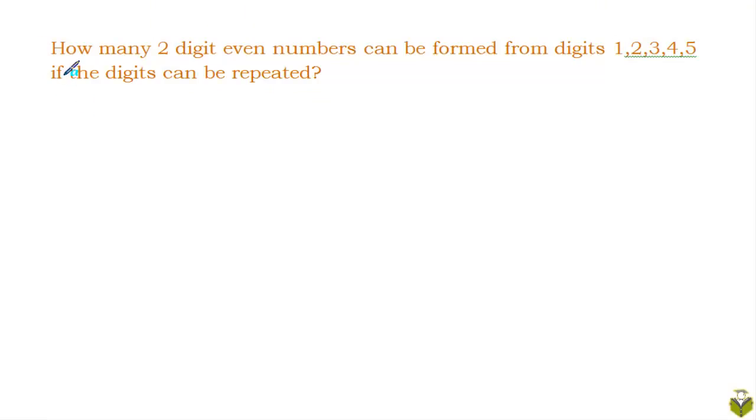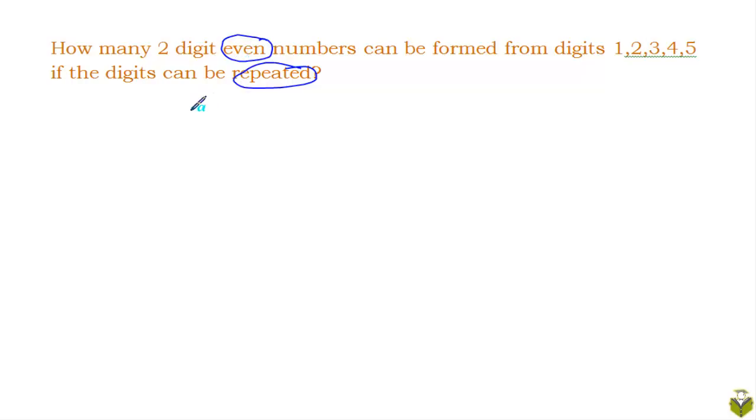So let us look at another question now. How many two-digit even numbers can be formed from the digits 1, 2, 3, 4, and 5 if the digits can be repeated? So the key point here is that two-digit even numbers have to be formed and the digits can be repeated.